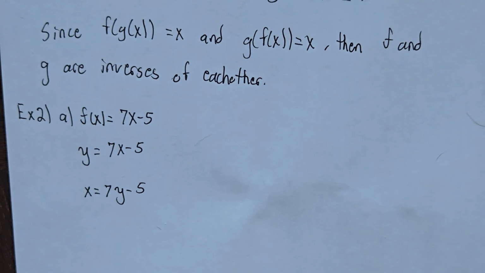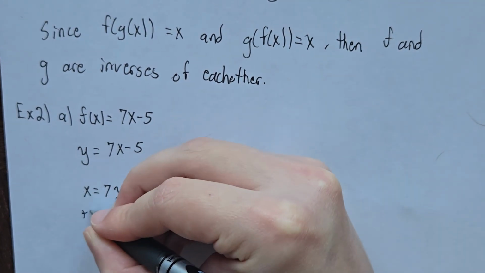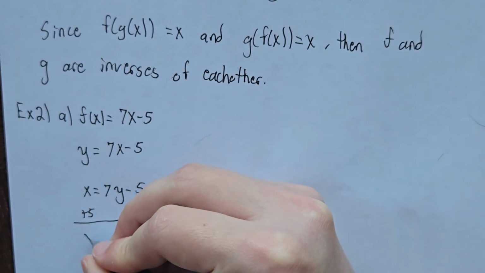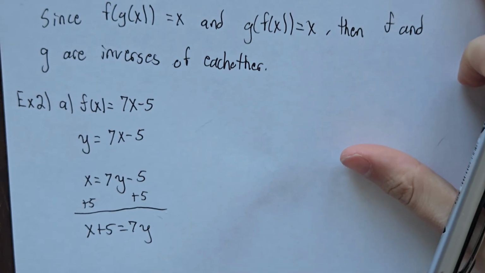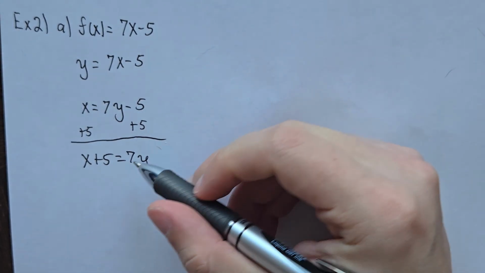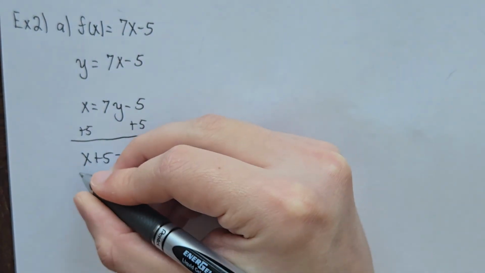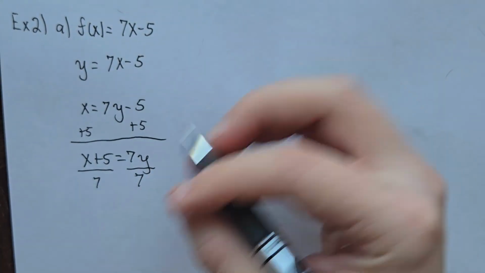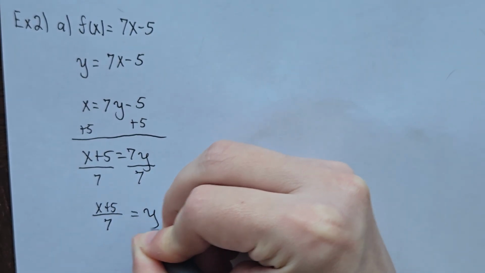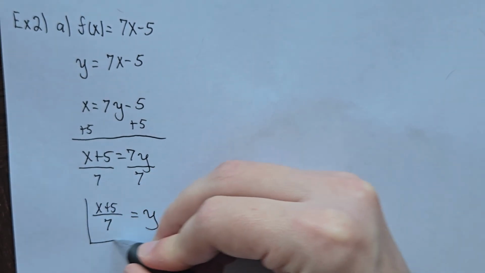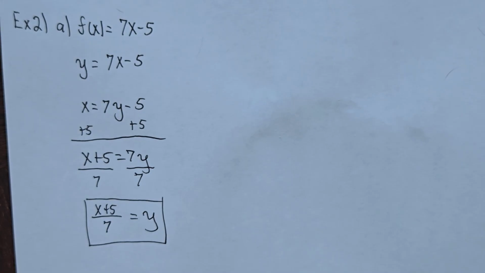There's a couple of different ways that you can do this. Maybe I'll just add 5 to both sides and isolate y on the right-hand side. So what I'll get is x plus 5 is equal to 7y. And then we can divide both sides by 7. And then we'll get x plus 5 over 7 is equal to y. If you wanted to do a little bit more simplification, you absolutely could, but that's all that you would need to do to figure this out.